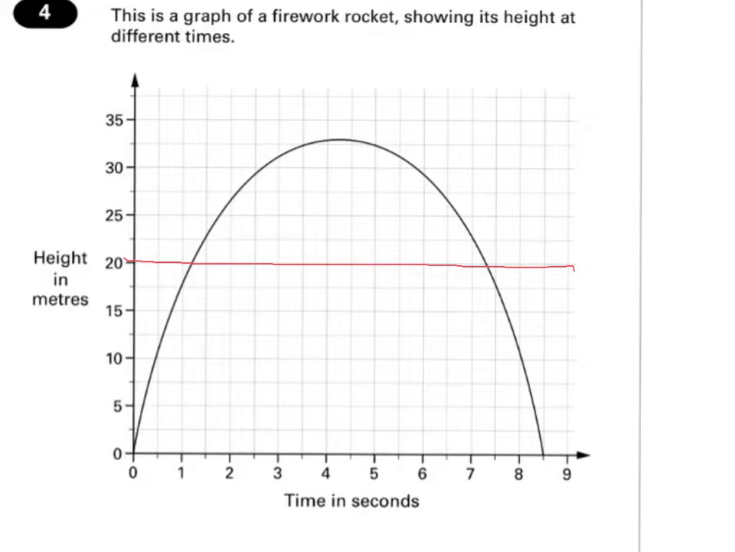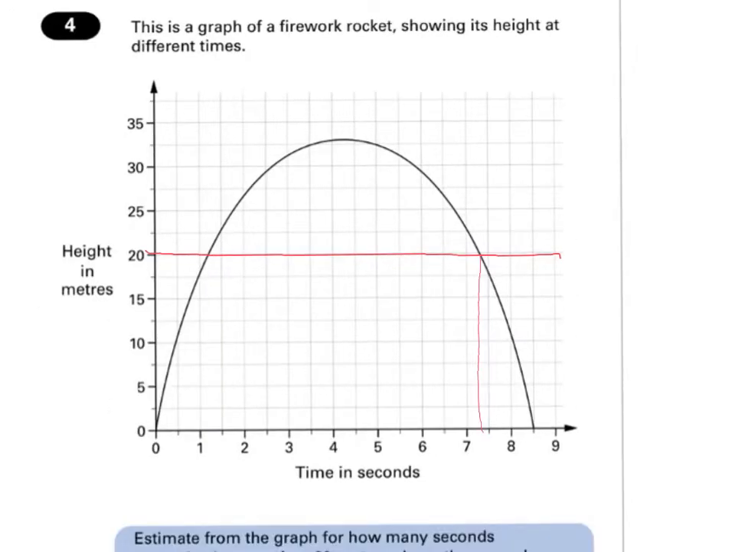Right the way across. So the rocket was more than 20 metres above ground for all of this amount of time. What we now need to do is draw in some vertical lines down from here and down from here. So let's draw those in. Remember, you're going to use your ruler when you do this. Okay, so there's my first one, and here's my second one. Okay, so we've got our points in there.